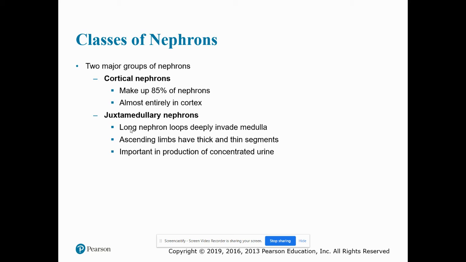There are two major groups of nephrons. The cortical nephrons make up about 85% of nephrons. And these are the ones that are typically functioning. They're just going to make your run-of-the-mill urine. They're almost entirely in the cortex, probably why they're called cortical nephrons. And then there's the juxtamedullary nephrons. These have long nephron loops that go deep into the medulla. The ascending limbs have thick and thin segments, and what they're going to do is play a role in producing concentrated urine.